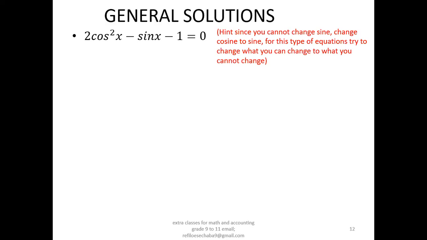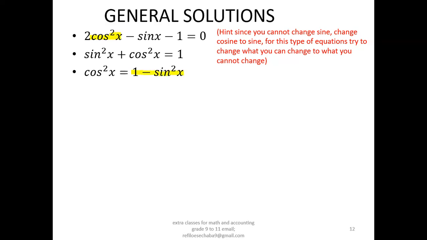So we need to change cos because we can change it, but we need to change it to sine, which is what we cannot change. We are simply going to use the identity which specifies that sine squared x plus cos squared x equals 1. Manipulate this and solve for cos squared x, and you will notice that cos squared x will be equal to 1 minus sine squared x. That leads me closer to what I need.